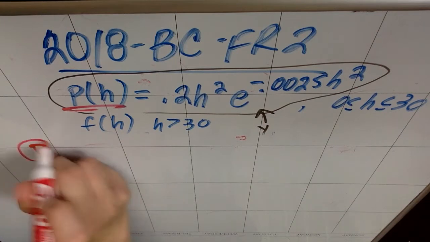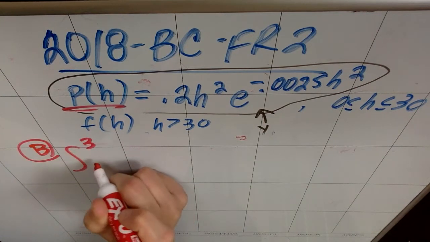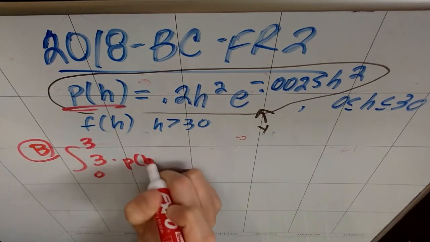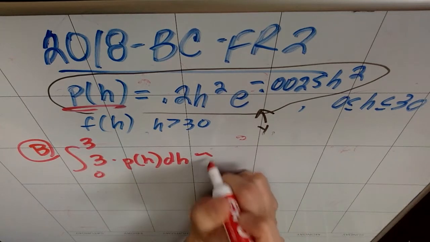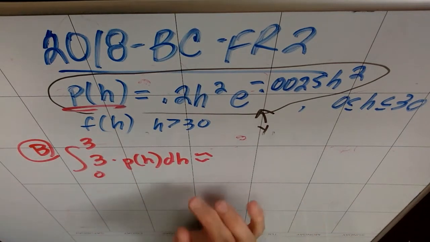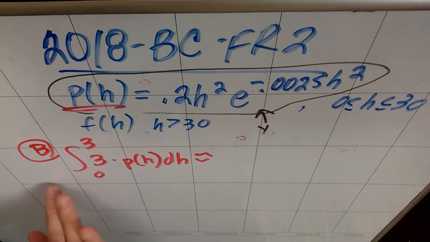So my answer to B is going to be the integral from 0 to 30 of 3 times P of H with respect to H, right? That's what I want. And again, I'm going to write that, but really all the AP cares about is me writing that and then giving them an answer. Typing it is on me.